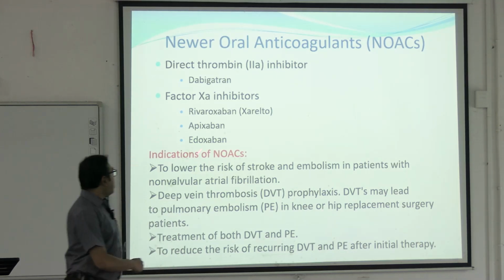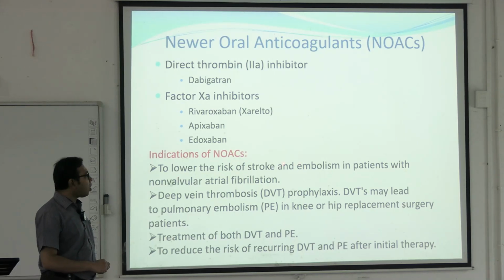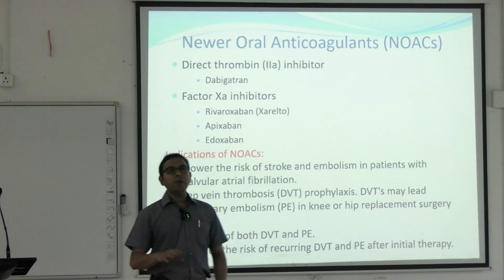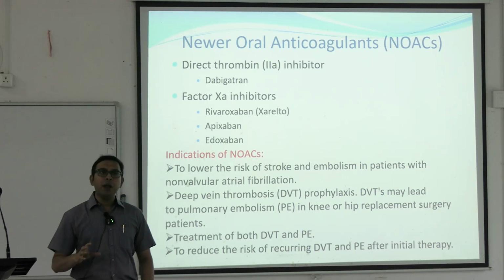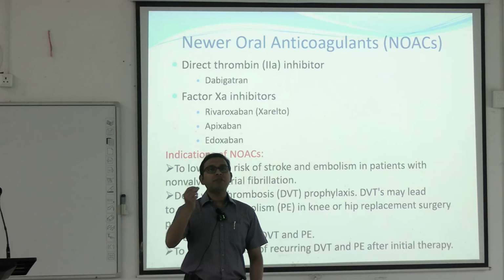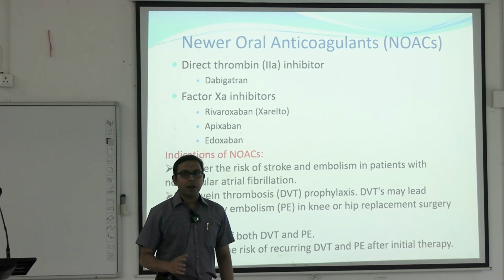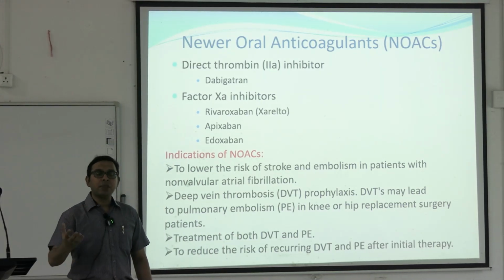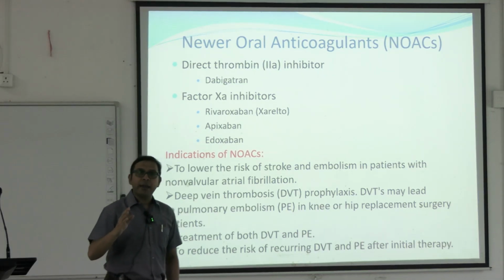So what are the indications of these novel oral anticoagulants? Similar to warfarin, to lower the risk of stroke and embolism in patients with non-valvular atrial fibrillation. Warfarin is also given in the same indication, but again there are problems we have already discussed. So when there is atrial fibrillation, there are more chances of the cerebral stroke, because the chances of the embolism are more, and that embolus can lodge in the cerebral blood vessels and stroke can happen. So in case of the atrial fibrillation, if there are higher chances of the stroke, we can use more commonly these novel oral anticoagulants as prophylactic agents.